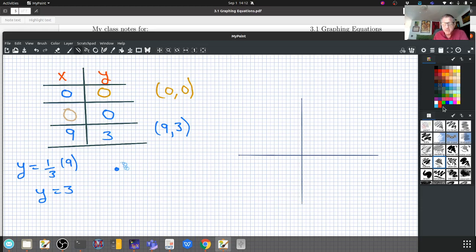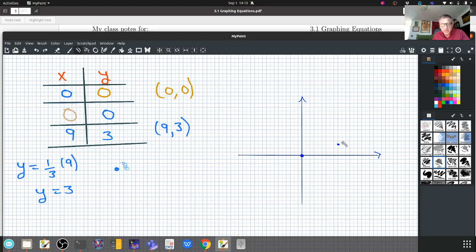So 0, 0 is easy to plot. That is a point lying on the origin. Right there. That's 0, 0. Now I want to go 9 and 3. So I go in the x direction, 9. 1, 2, 3, 4, 5, 6, 7, 8, 9, and then up 3. There's 1, 2, 3. So I'm going in the positive direction, 3. And now I can draw my line between those 2 points.